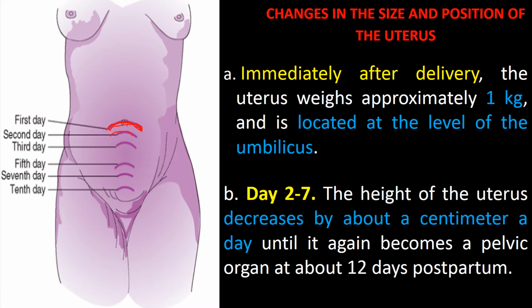If we look at the first day, the uterus goes down a little, by 1 centimeter. And when we compare the position of the uterus from the second day to the third day, it goes down again by 1 centimeter. You have to remember that this occurs from the second to the 7th day, and it may sometimes last up to 12 days postpartum before the uterus reaches the level of the symphysis pubis. So that is the change that we see in the size and the position of the uterus.